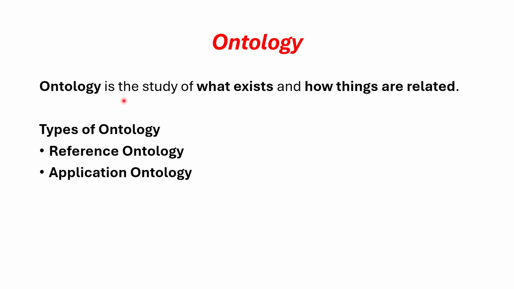In engineering and computer science, ontology can be divided into two important categories. One is a reference ontology, another one is an application ontology. Both help to organize knowledge, but they serve different purposes. This is a reference ontology. A reference ontology is a very general and reusable knowledge model.